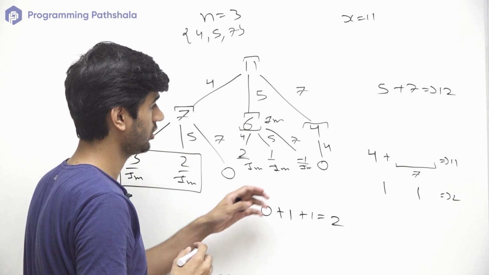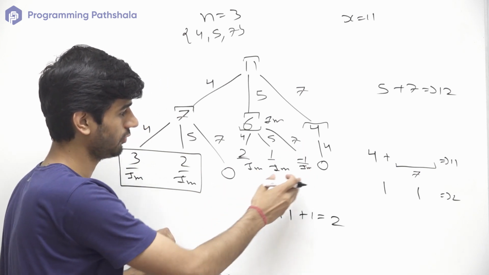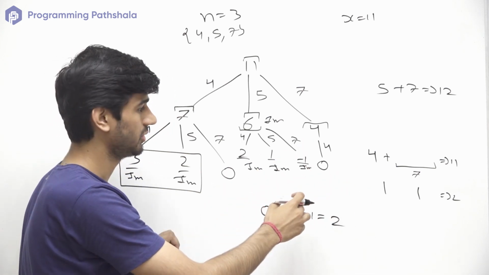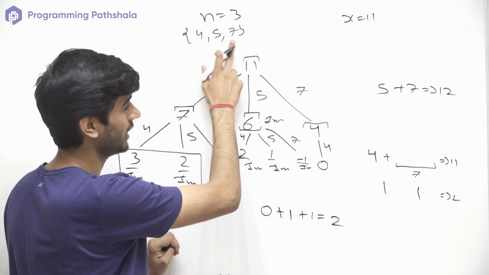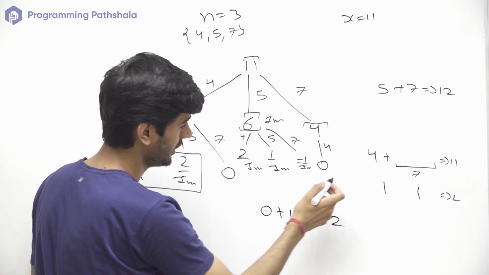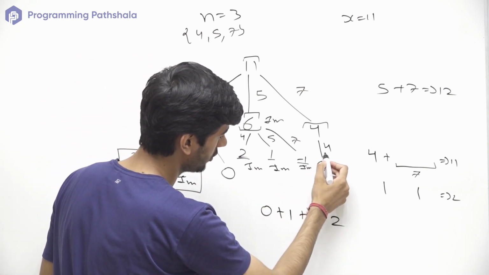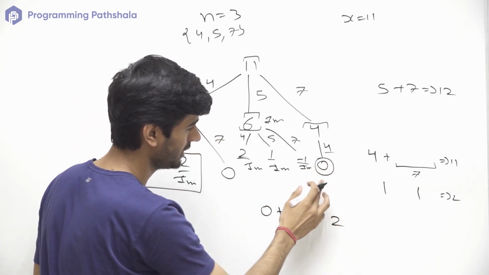Okay, now if we just talk about 4, then we can say that for 4 also we had 3 options, but we will not be able to generate a sum of 4 using values 5 and 7. So the remaining possibility is that we use a coin with value 4. In that case, the remaining value will be 0.